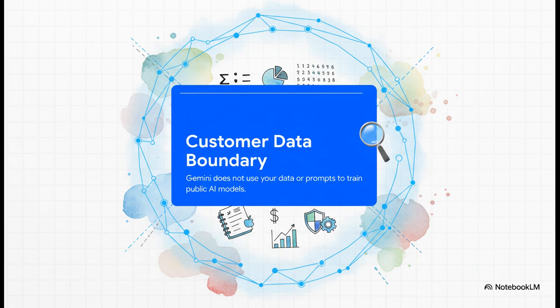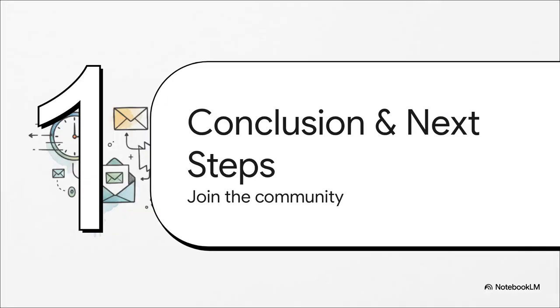Workspace operates under a super strict customer data boundary. That means Gemini only accesses what you already have permission to see. But more importantly, it never, ever uses your brilliant math equations, your private student lesson plans, or your company's financial data to train its public models. Your data remains strictly yours. Period.